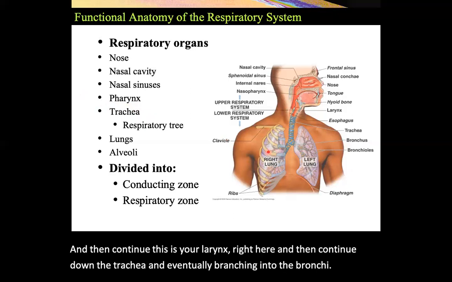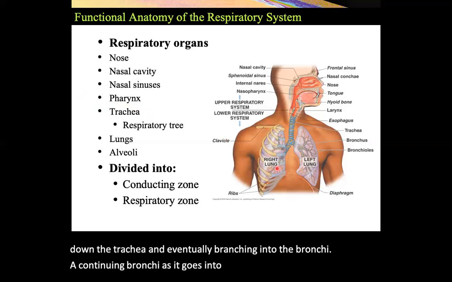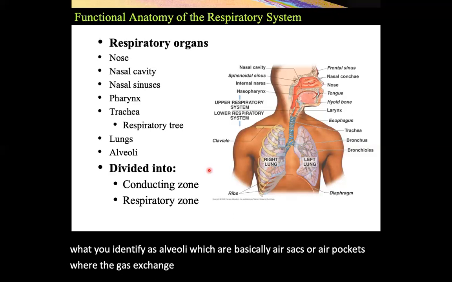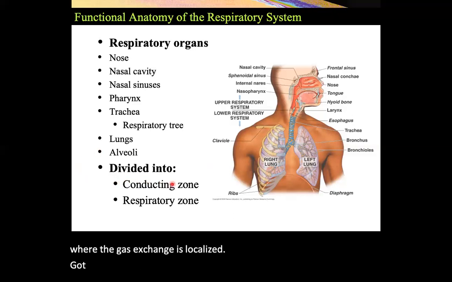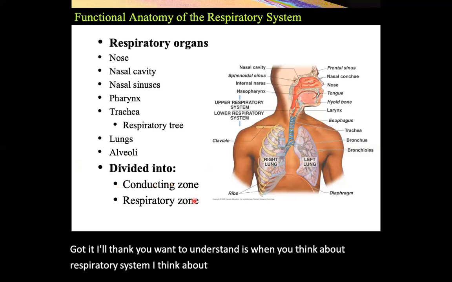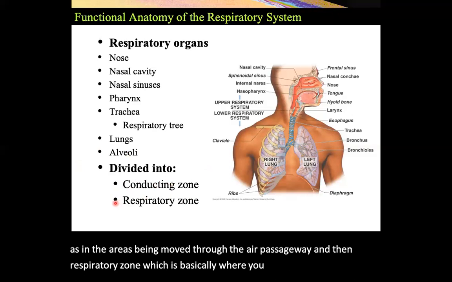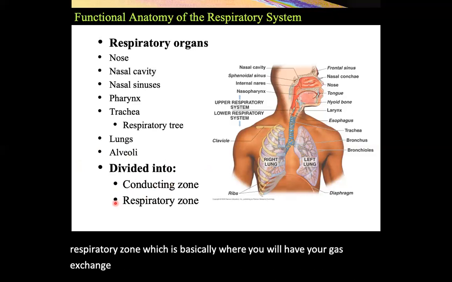Continuing, the bronchi go into your lung tissue. You end with what we identify as alveoli, which are basically air sacs or air pockets where the gas exchange is localized. The other aspect you want to understand is that you have a conducting zone, where air is being moved through the air passageway, and then a respiratory zone, which is where you will have your gas exchange or structures associated with gas exchange.